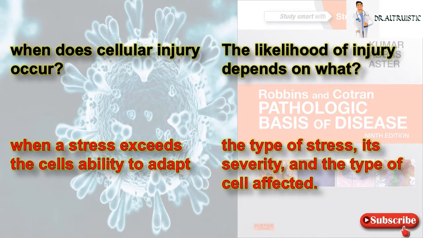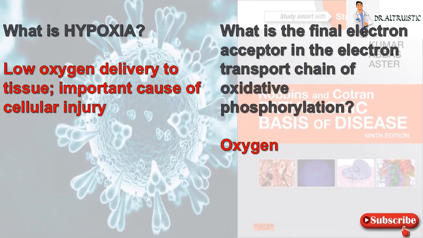When does cellular injury occur? When stress exceeds the cell's ability to adapt. The likelihood of injury depends on what? The type of stress, its severity, and the type of cell affected. What is hypoxia? Low oxygen delivery to tissue, an important cause of cellular injury.